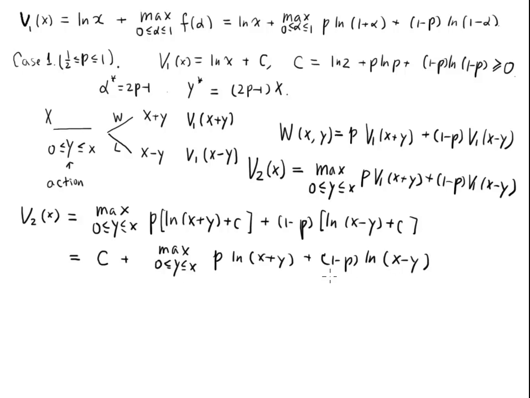And see how lucky we are, because look at this maximization problem over here. This is exactly the same thing we saw when we were solving v1 of x. Since we have already solved v1 of x, we can simply use the previous result. So this is going to be c plus, we know what it is, log x and plus c. So we have log x and plus 2c.